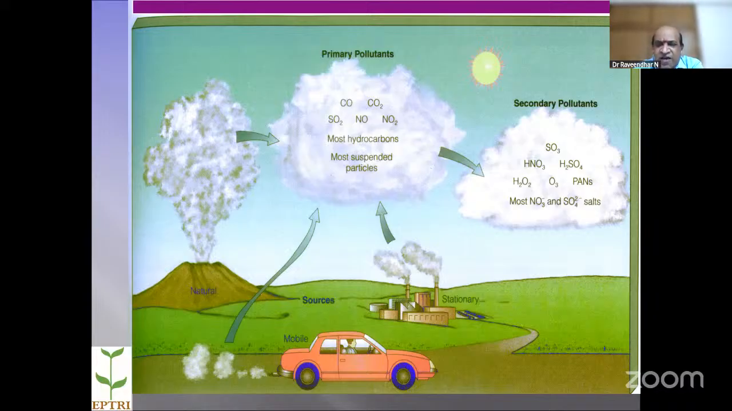Luckily, in India, PANs are not produced. The secondary pollutants are produced, but they are not that harmful because there is no cold condition. We don't have minus temperatures or 6 to 8 degrees like in the USA and Europe. Temperatures are higher, and luckily we have some benefits of heating. When temperature increases, pollution will go out.